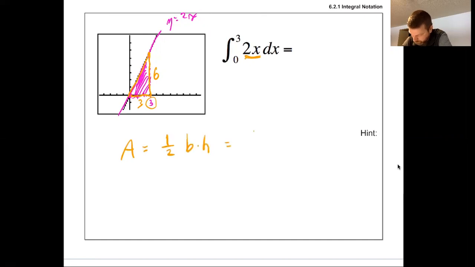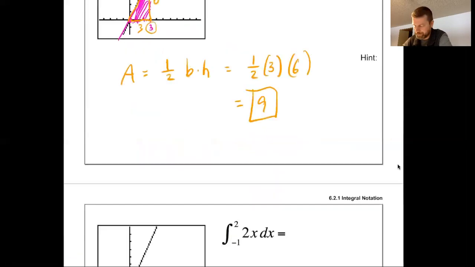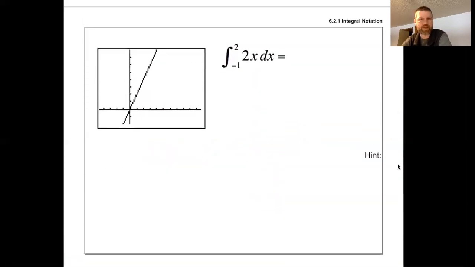In this case, 1/2 times a base of 3 and a height of 6. That's equal to 9. Let's try just a couple more. Same thing, y equals 2x, but now I want the area or the integral from -1 to 2. So I'm going to start at -1 and end at 2. So that means I'm starting here at -1 and ending there at 2.